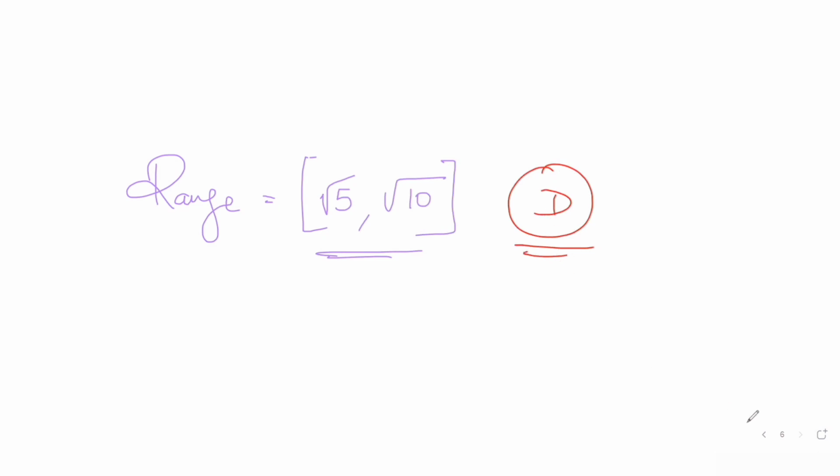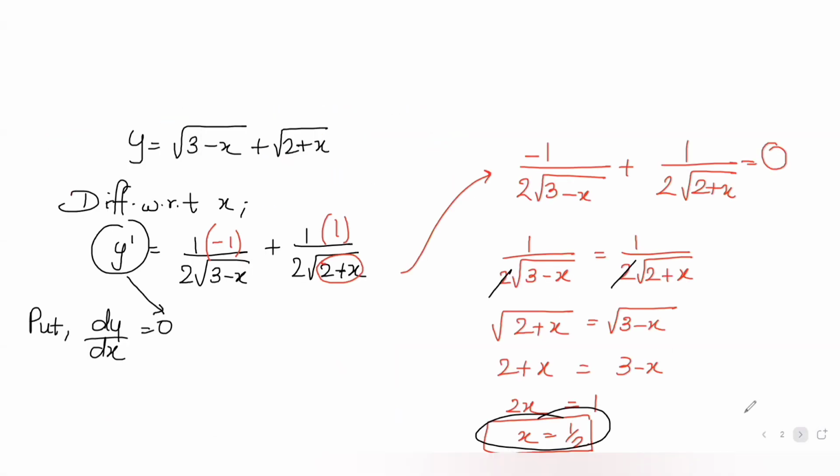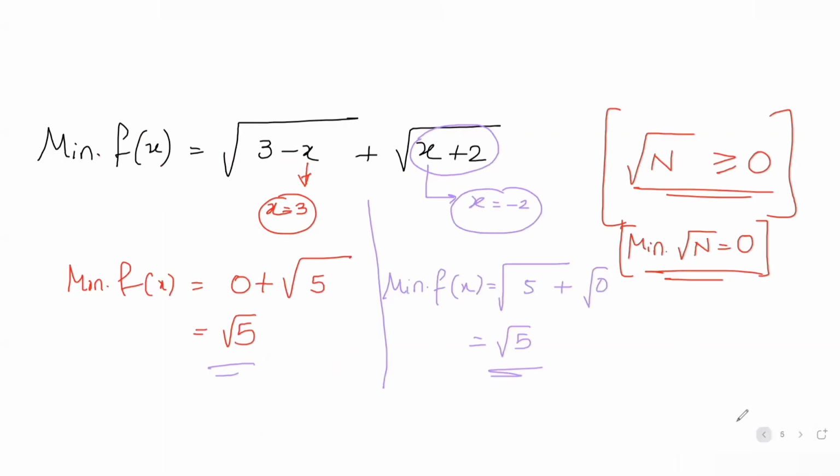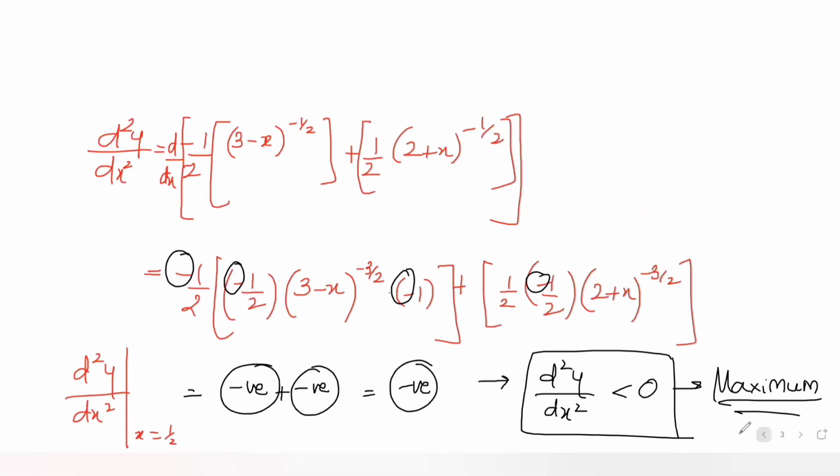I hope you have understood how to solve this type of question which deals with finding the range of the function. You just found the maximum value using the concept of maxima and minima, and then we used our concept that root of anything can be either positive or equal to 0 to find the minimum value of the function. So you get the minimum value of the function as root 5 and the maximum value as root 10. So you get the correct answer to be option D.